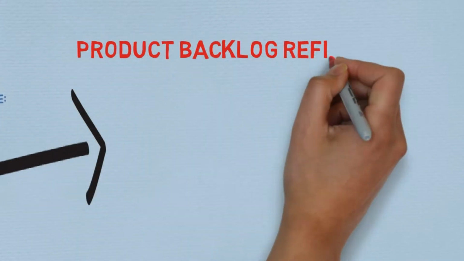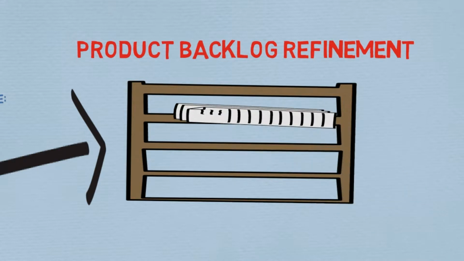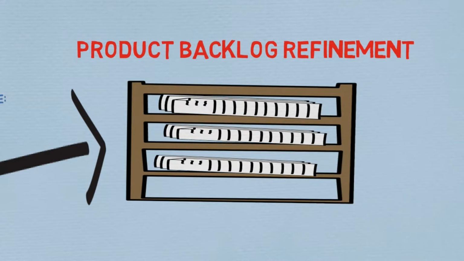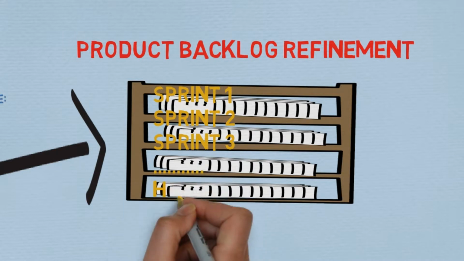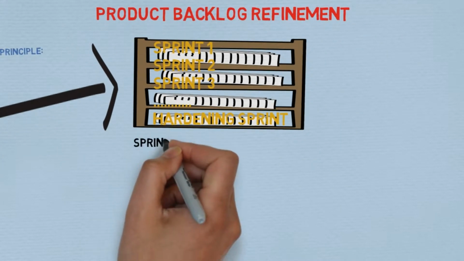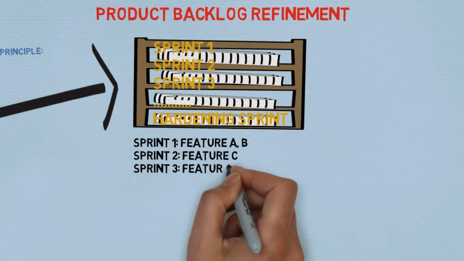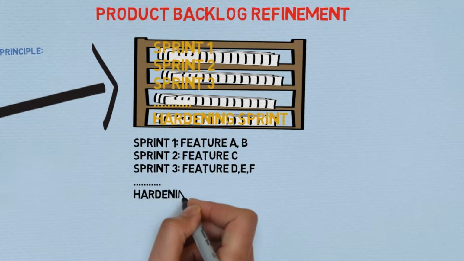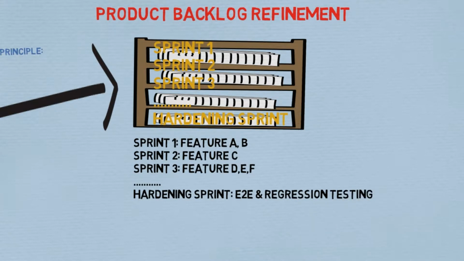Next one is product backlog refinement. In this, the product owner prioritizes and orders the user stories in rank like 1, 2, 3, 4, in the sequence in which the customer wants it. Okay. These user stories are also streamlined. That is, what goes into what sprint is also decided along with the team. Suppose feature A and B would be put into sprint 1, C would go into sprint 2, D, E, and F would go into sprint 3. And the hardening sprint, we just do the end-to-end testing or the regression testing. No features are developed in the hardening sprint.